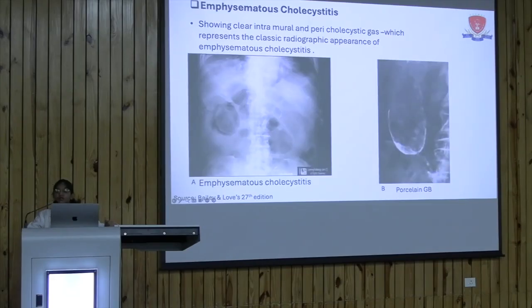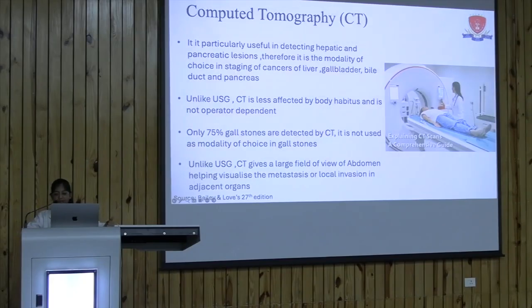Image B is of porcelain gallbladder, which is basically showing calcification of the gallbladder, and image A is of emphysematous cholecystitis, which is showing clear intramural and pericholecystic gases, representing the classical radiographic appearance of emphysematous cholecystitis.